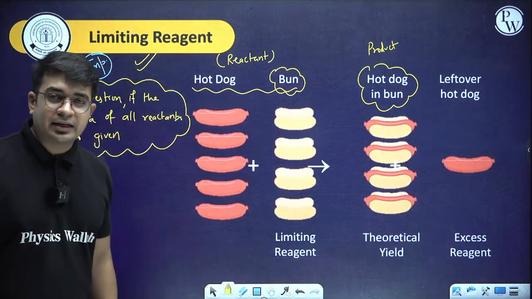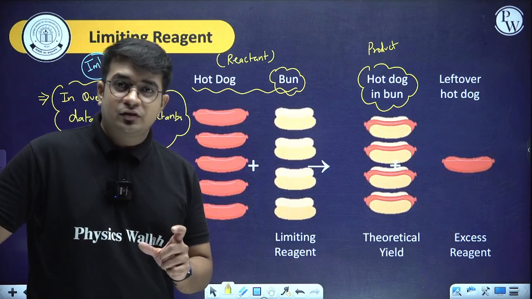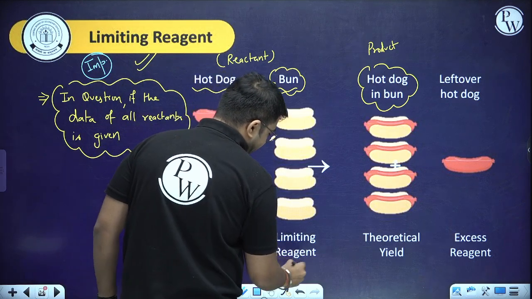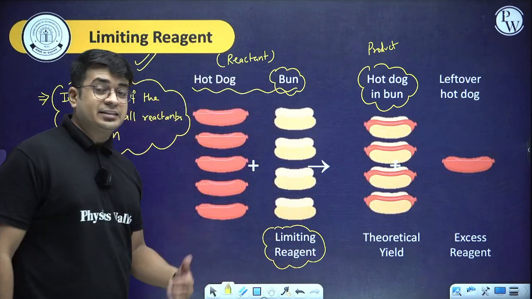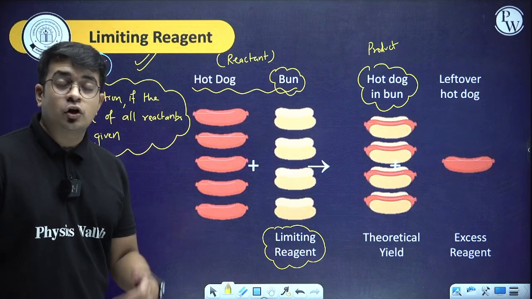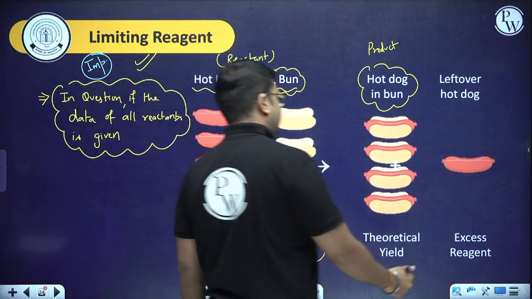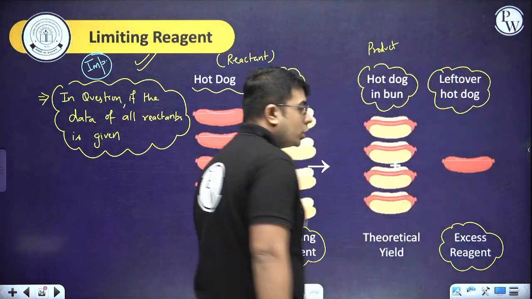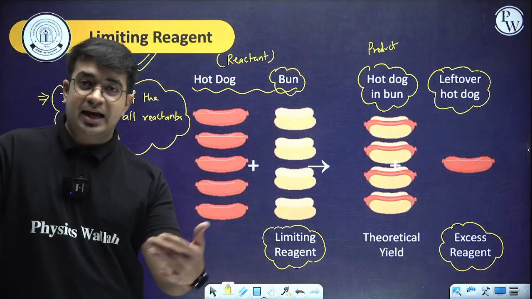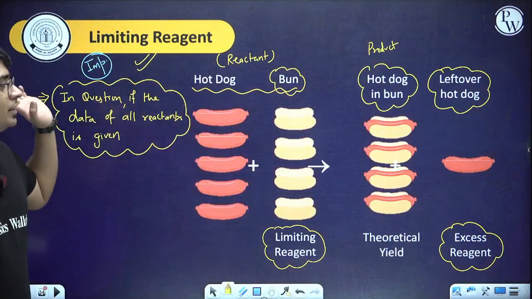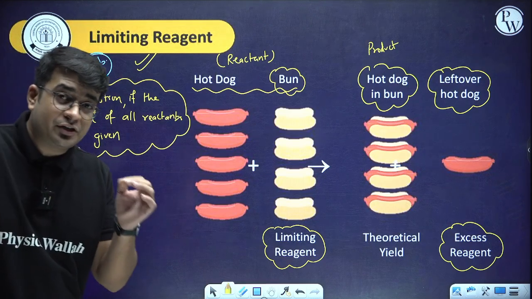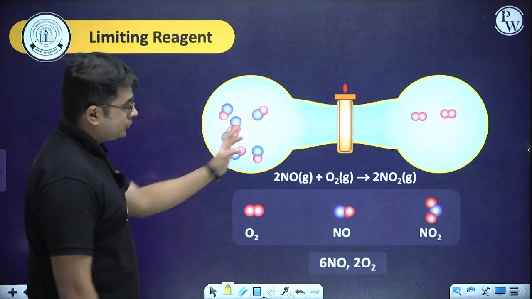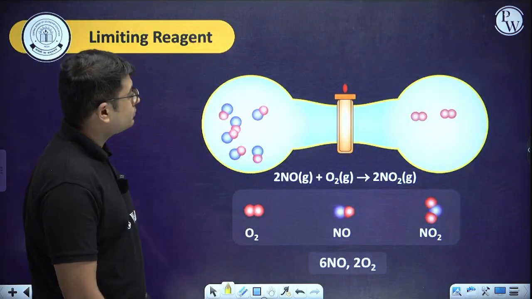That particular reactant which is less in amount and which is going to limit the product formation is known as the limiting reagent in terms of chemistry. And the reagent which is present as a leftover, which is not going to be consumed completely, is known as the excess reagent. In this analogy, the hot dog is leftover, which is the excess reagent. I hope this simple terminology is clear to everyone, and how to differentiate the questions of mole-mole analysis from limiting reagent. Now in terms of chemistry, let's say we have a chemical reaction.